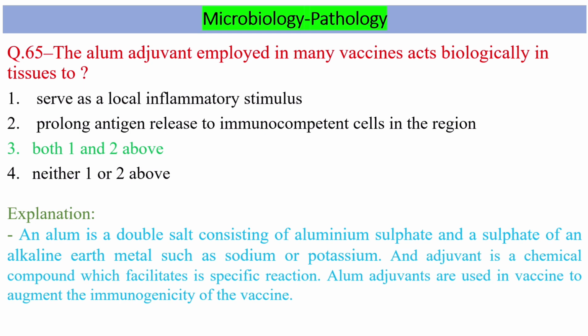An alum is a double salt consisting of aluminium sulfate and sulfate of an alkaline earth metal such as sodium or potassium. An adjuvant is a chemical compound which facilitates a specific reaction. Alum adjuvants are used in vaccines to augment the immunogenicity of the vaccine.